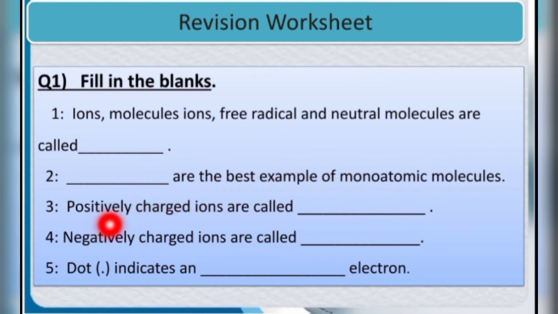Number 3. Positively charged ions are called dash. Number 4. Negatively charged ions are called dash. Number 5. Dot indicates a dash electron.